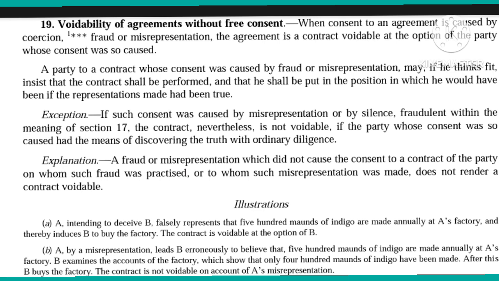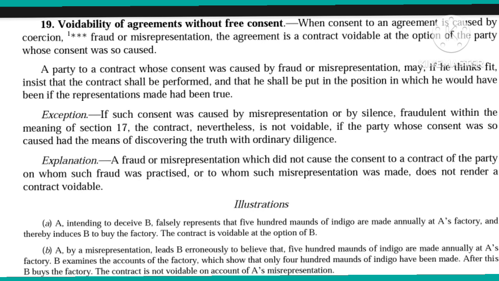So, as per section 19 of the Contract Act, when the consent of any of the parties to an agreement has been obtained by coercion, fraud or misrepresentation, the agreement is a contract which is voidable at the option of the party whose consent was so obtained. That means if the consent of a party to the contract has been obtained by coercion, fraud or misrepresentation, then that very party can set aside the contract.